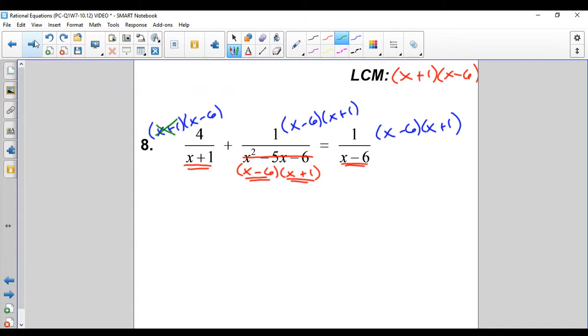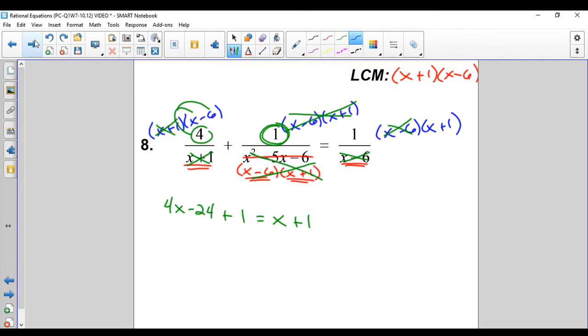x plus 1's cancel. I'm left with a 4. I need to distribute here. So it's 4x minus 24 plus everything cancels. But I'm still left with a 1, so don't forget that. So it's a plus 1. Right side, x minus 6's cancel. I'm left with a 1 times x plus 1, so it's just x plus 1.